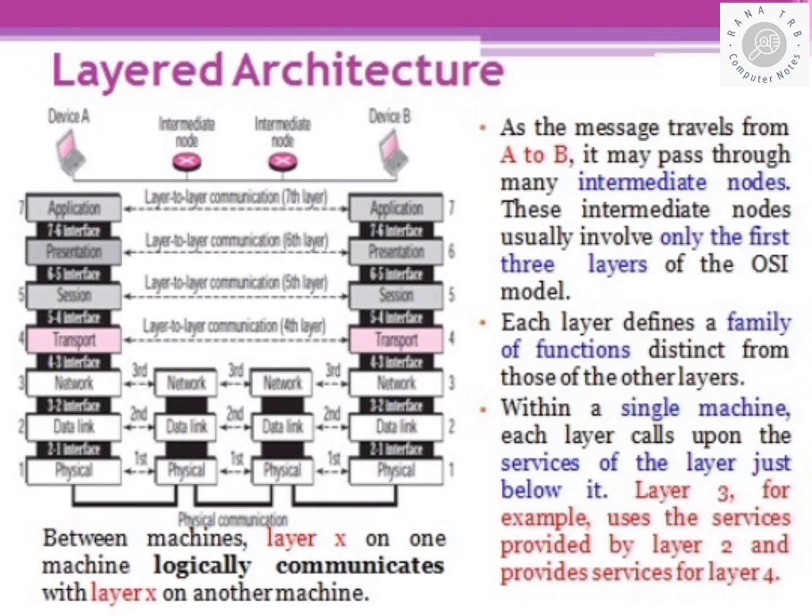Here is a simple example of a layered architecture. For example, layer X wants to have logical communication with layer X on another machine. For example, a message travels from A to B. The intermediate nodes usually involve only the first 3 layers of the OSI model. Consider layer 3 as an example: it uses the services provided by layer 2, and layer 3 can provide services for layer 4. Got it? This is on a single machine.